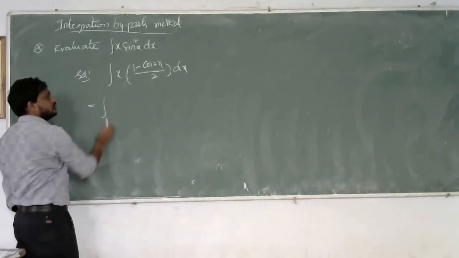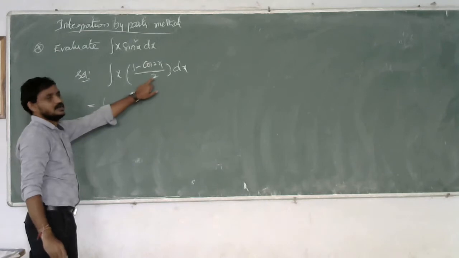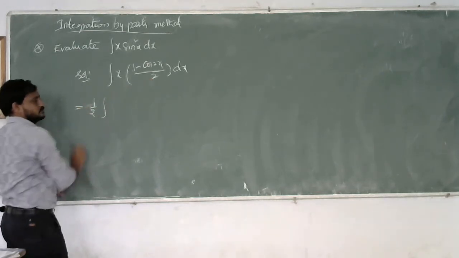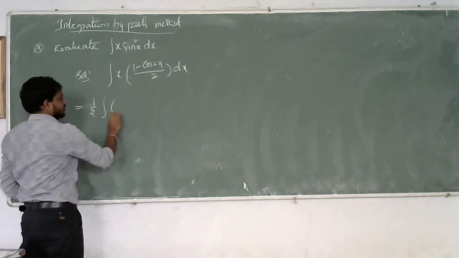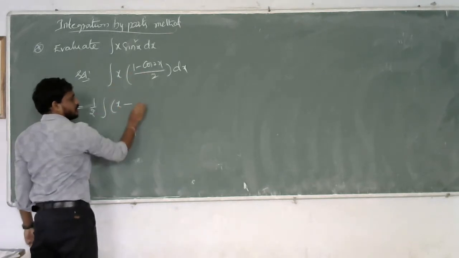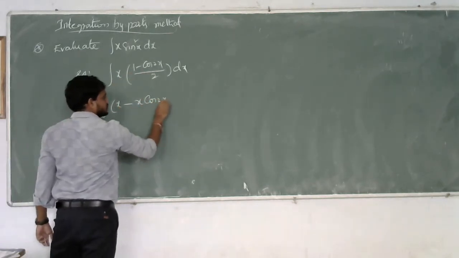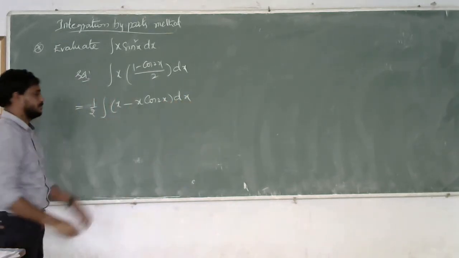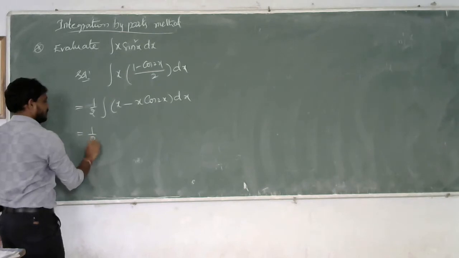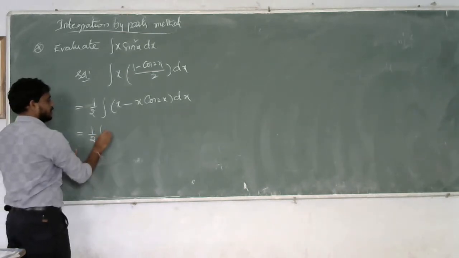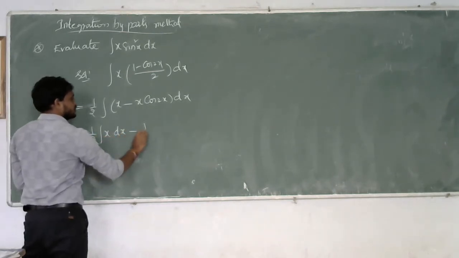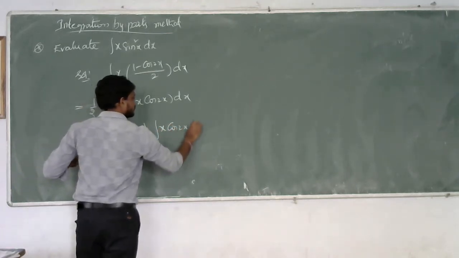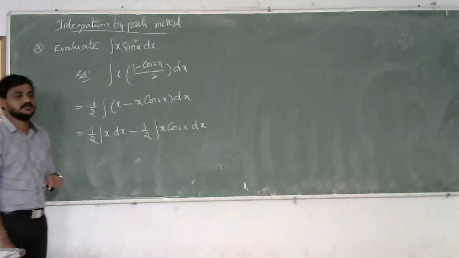Now, let us multiply these two terms. First write this 2 outside. That means here you will get 1 by 2 outside. Then x into 1, x minus x into cos 2x, into dx. Now, let us make this integral separate. So, first term will be 1 by 2 into integral x into dx minus 1 by 2 into integral x into cos 2x dx. Right?